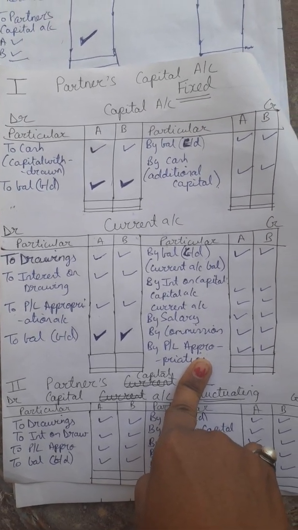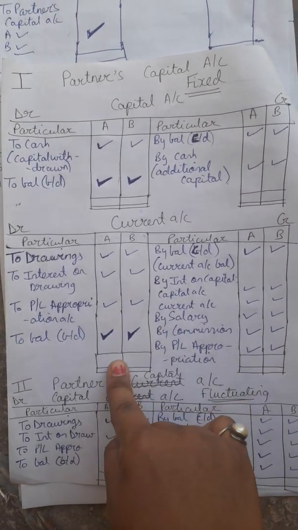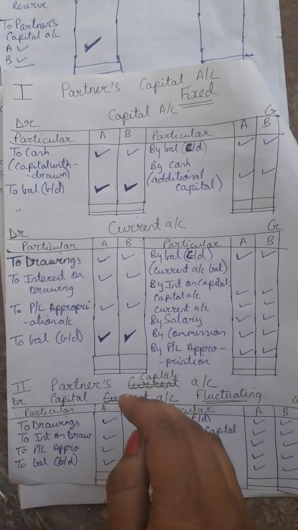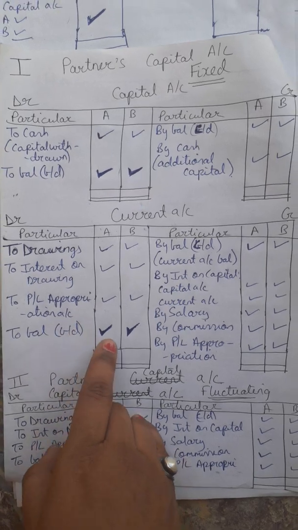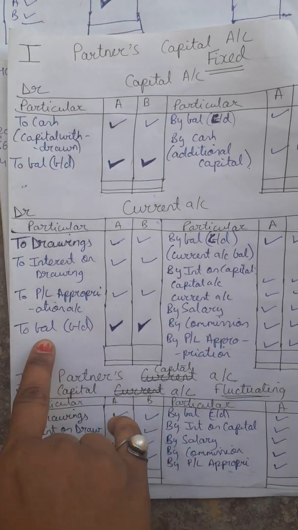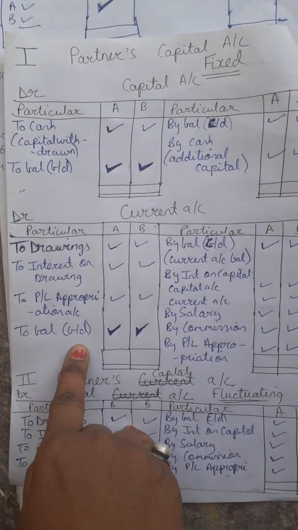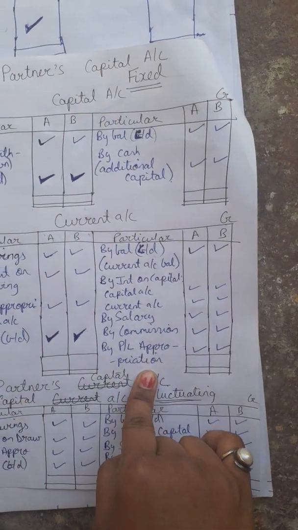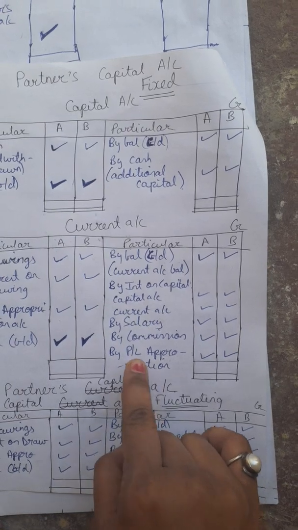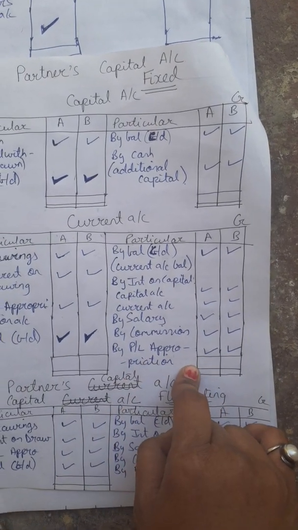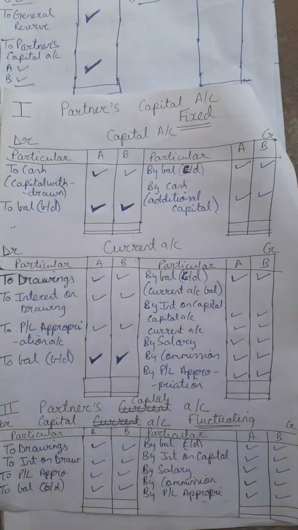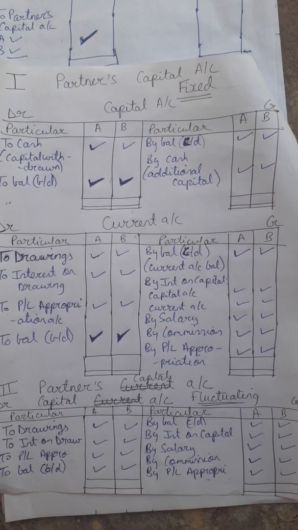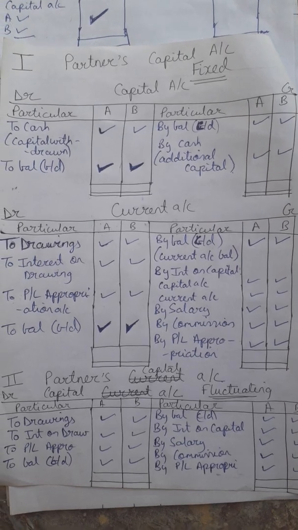Closing of the account is done in a similar way. Total of debit, total of credit. Whichever side is less, the difference will come there. So if the difference comes on the debit side, you will write To Balance Brought Down, and if the difference comes on the credit side, the difference will be written as By Balance Brought Down. And this difference will be shown in the balance sheet under partners' capital or current account.